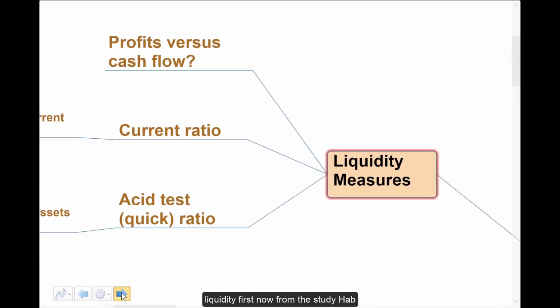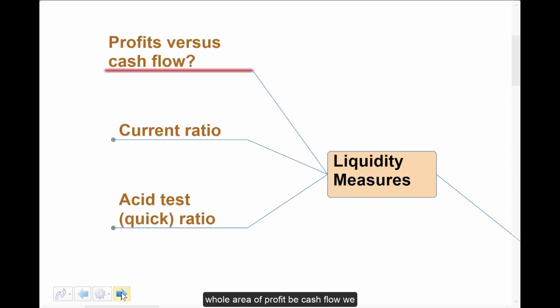Next area for us is liquidity and gearing. Let's deal with liquidity first. Now, from the study hub, you'll see that there's reference to this whole area of profit v cash flow. We know in business that without cash, it's very, very difficult to survive. Some observers would suggest that you can have profits, but if you don't have good cash flow, forget your profits. Imagine a business that is turning over $10 million a year, but doesn't get paid quickly or doesn't have a good credit control department. They will have poor cash flow.